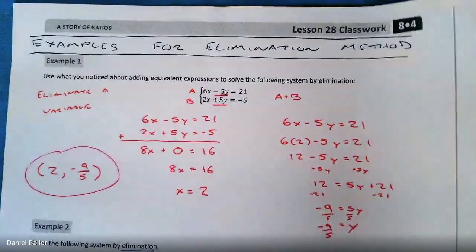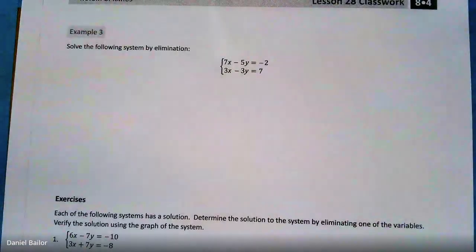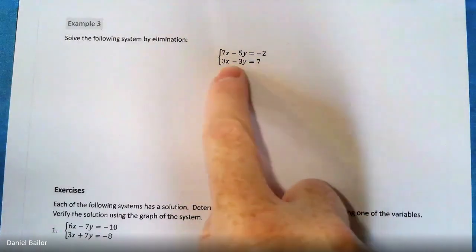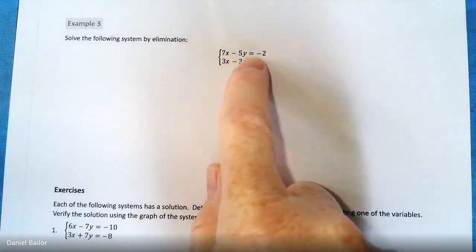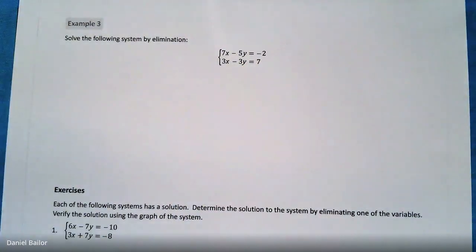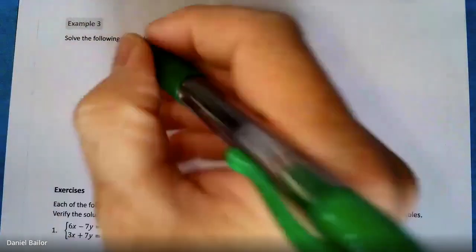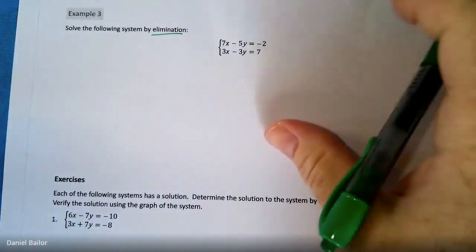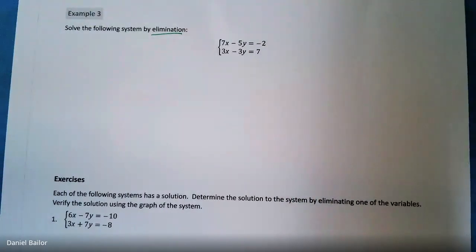Let's look at another version of the elimination method, example 3 on page 348. You'll look at this and you'll say, okay, wait a second. I don't see anything here that we can use because 7x and 3x don't go together and -5 and -3 don't eliminate. So, Mr. Baylor, how do we solve this using elimination? Because there's nothing that really goes together here.